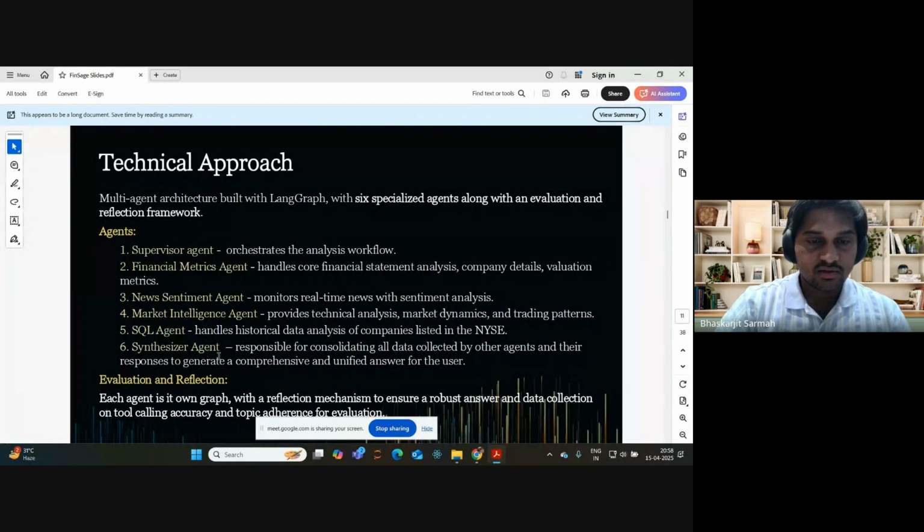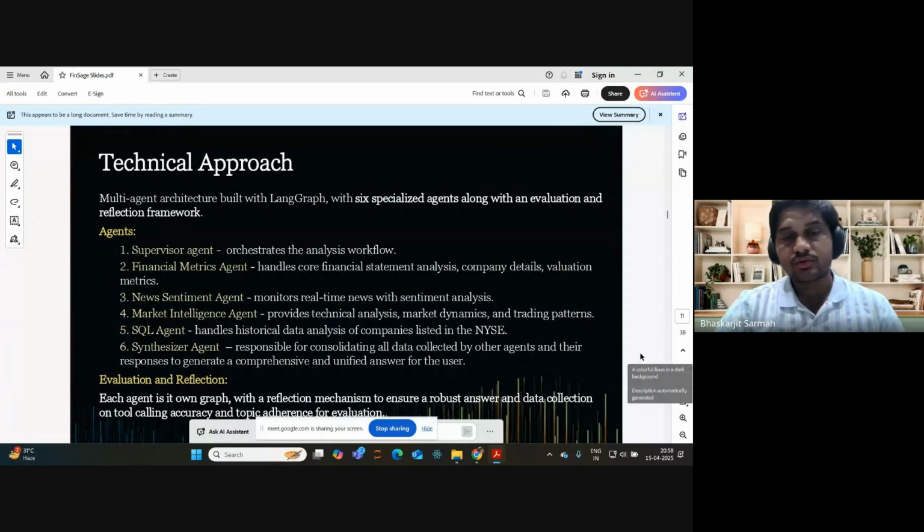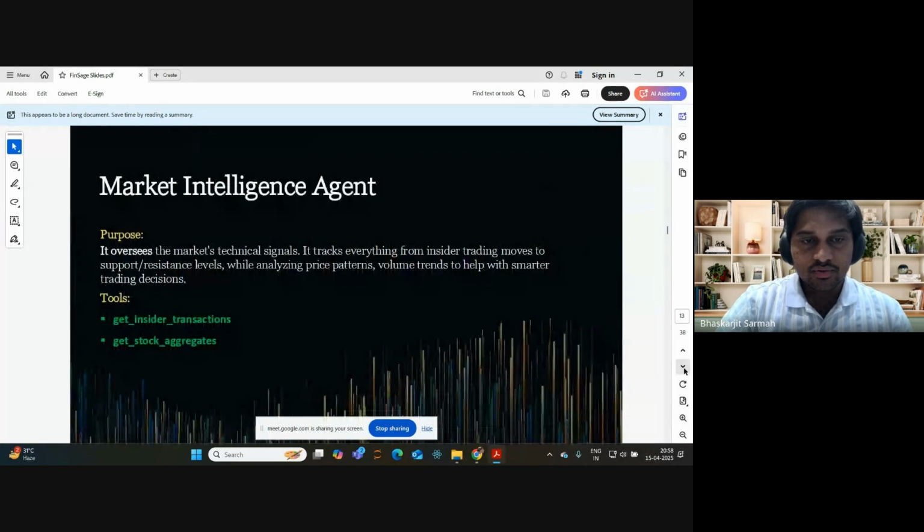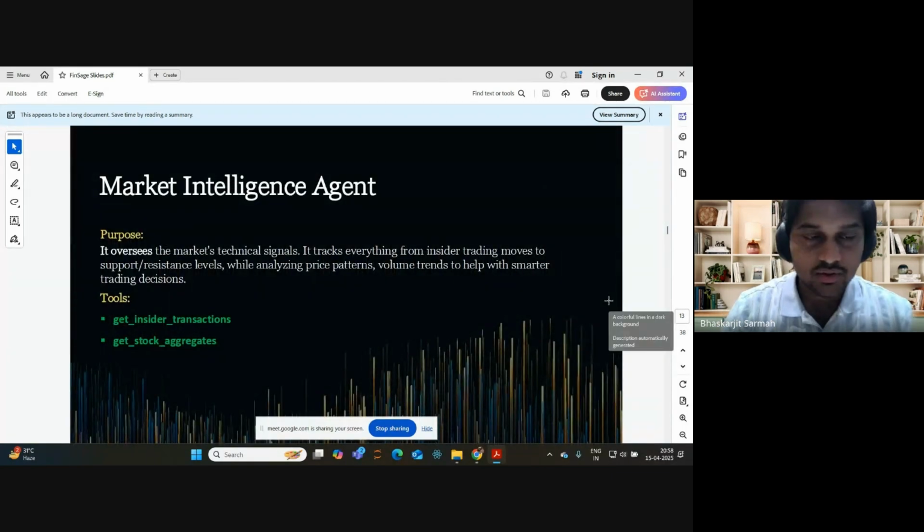And then the synthesizer agent, which is responsible for collecting all the information from those four individual agents together, and then it takes the final decision on what we should do, whether I should sell or hold any security in the portfolio. And then we are also doing evaluation with reflection, on when to trust and when not to trust the output. Again, I will not go through the entire details of every agent, but here is a very brief idea about what the market intelligence agent is capable of doing.